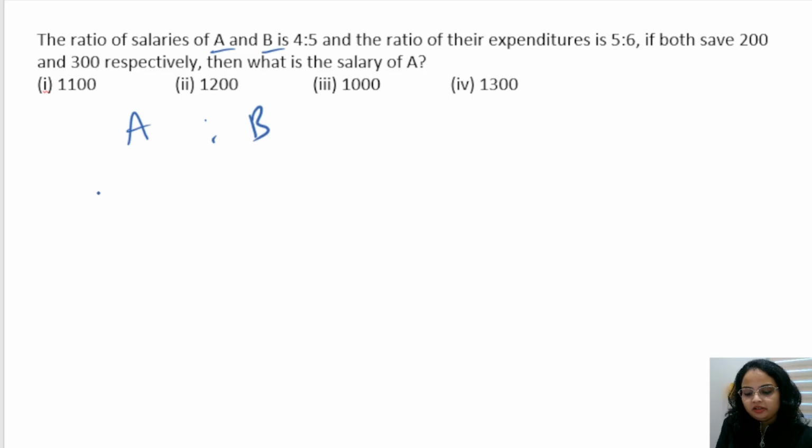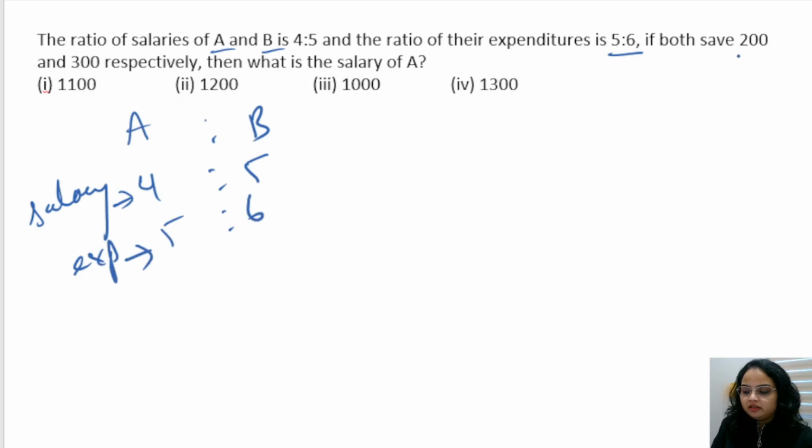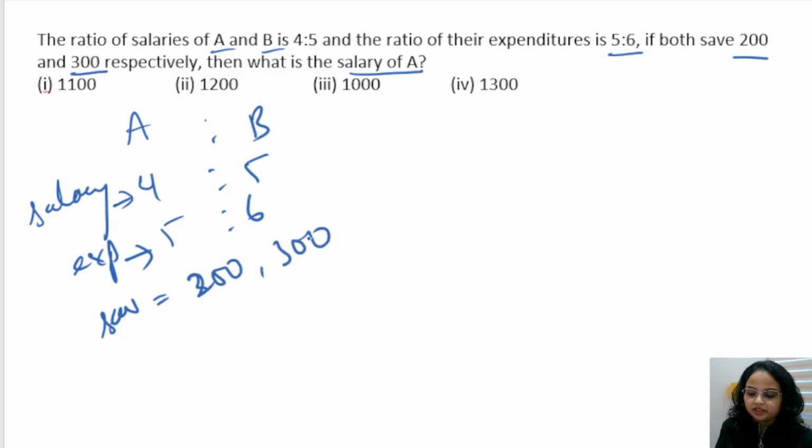the ratio of salaries of A and B is 4:5. A and B's salary is in the ratio of 4:5, and the ratio of their expenditure is 5:6, and they both save 200 and 300 respectively. So savings is equal to 200 and 300. We will assume the salary of A as 4x and B as 5x.